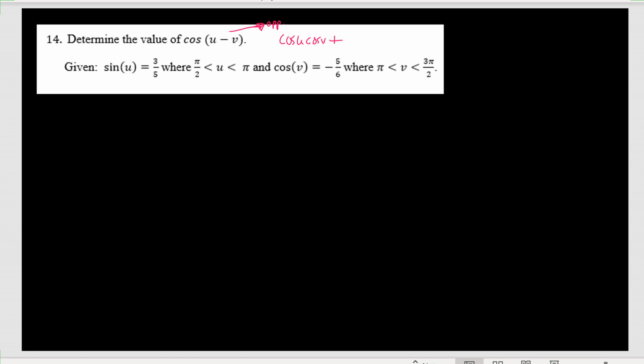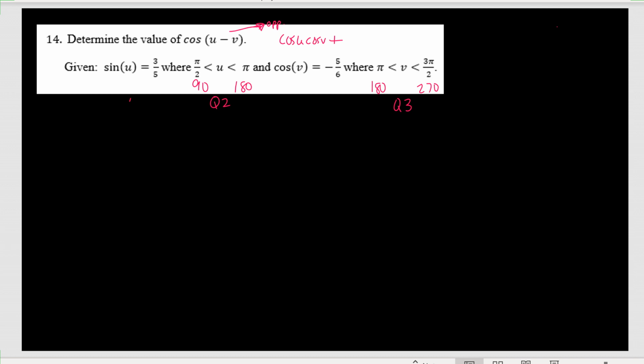All right, given sine of u is 3/5, where pi over 2 is less than u, which is less than pi. That means that we are between 90 and 180 degrees, so that is in quadrant 2. Cosine of v, a different angle, is negative 5 over 6, where pi is less than v, which is less than 3 pi over 2. Well, that's 180 to 270 degrees, which puts us in quadrant 3. So we have different quadrants for each of these two things.